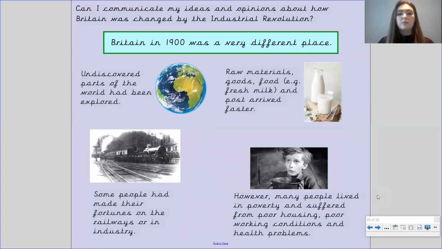Britain in 1900 was a very different place. So in the 1700s, a lot of the world was completely undiscovered. They didn't know what was out there. But now parts of the world have been explored and discovered. The raw materials, goods, and food, such as fresh milk and post, could arrive quickly to people. Some people had made their fortunes on the railways or in industry, so they'd made lots of money. However, many people lived in poverty and suffered from poor housing, poor working conditions, and health problems because it was a very unhealthy place for them to be living.